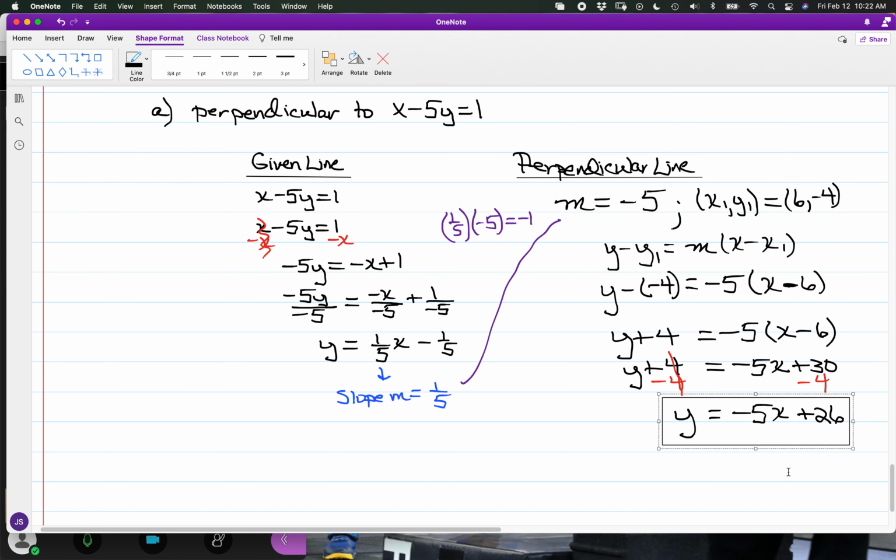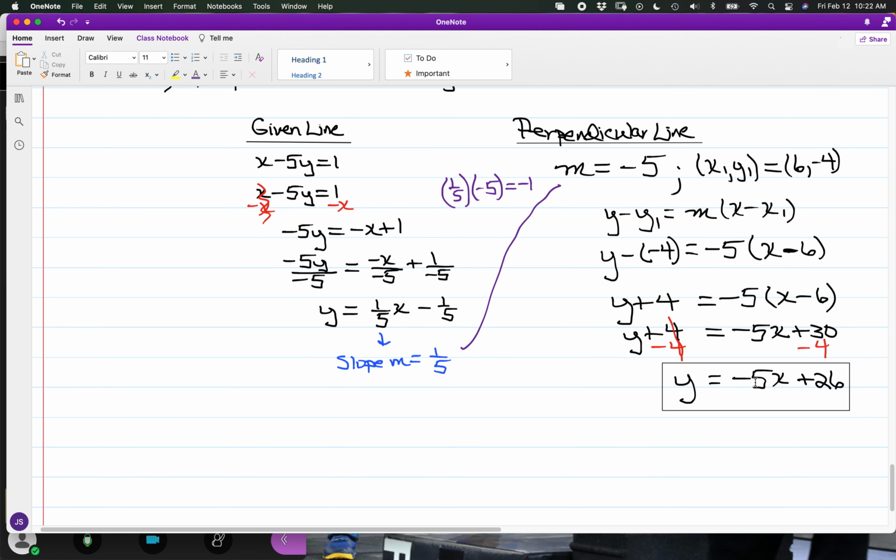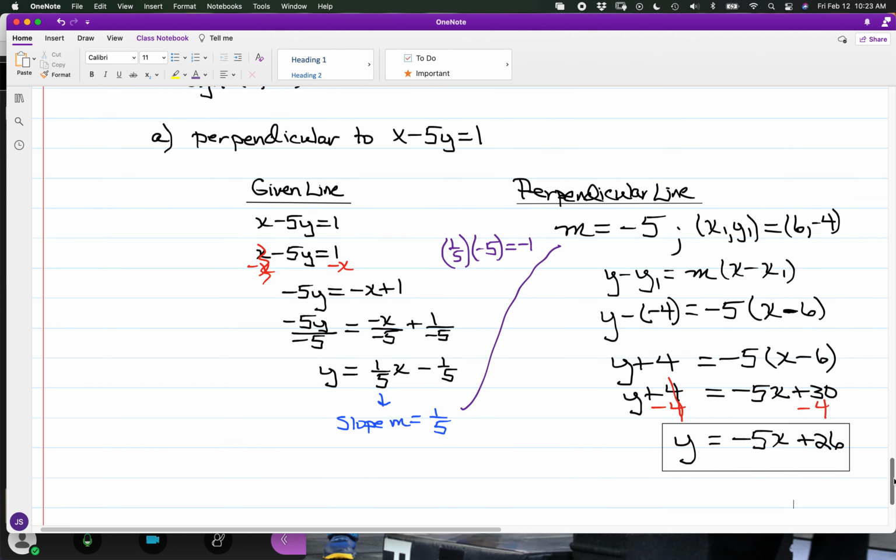And you can check. You had the slope at -5, and with 6, -4 for the x and y values respectively. Left hand side of the equation we have -4, and with x at 6, -5 times 6 is -30. -30 plus 26 is also -4. -4 is equal to -4, so we have consistency.